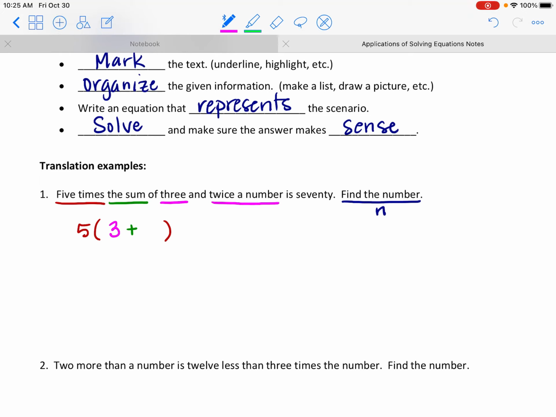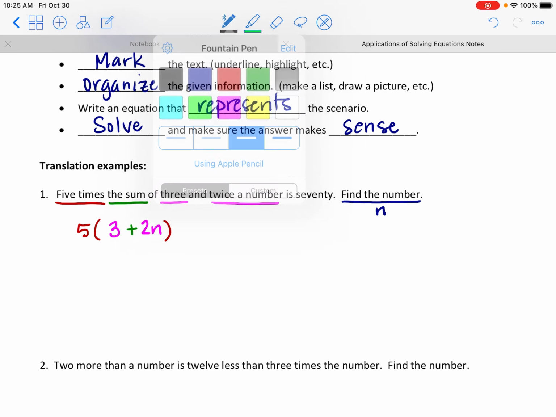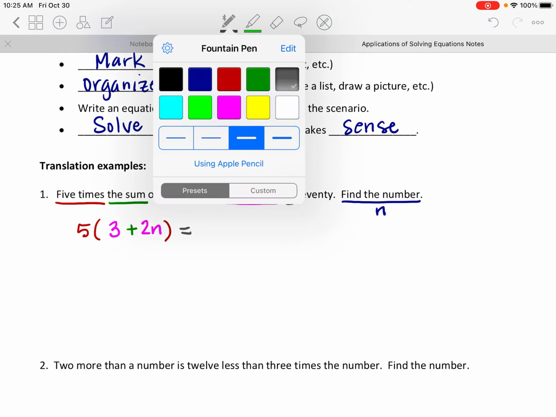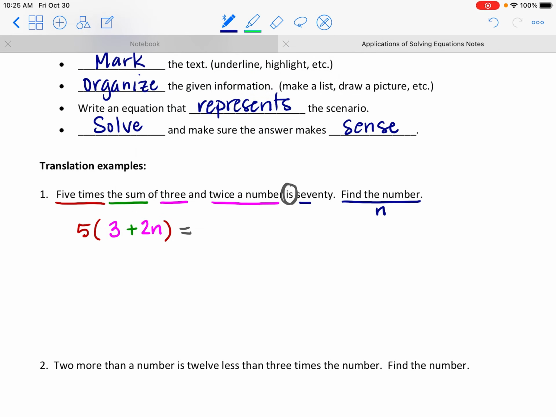So twice a number, the number we're looking for, is going to be 2n. Twice means multiply by 2. And then we have "is," and "is" is always going to be our equal sign. And the last part's pretty easy to translate. It says 70, so 70 is going to come over here. And just so I can have color coordination, let me call the number n over here.